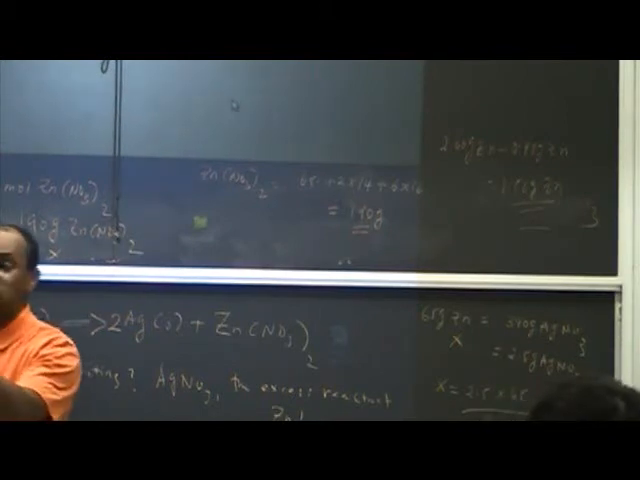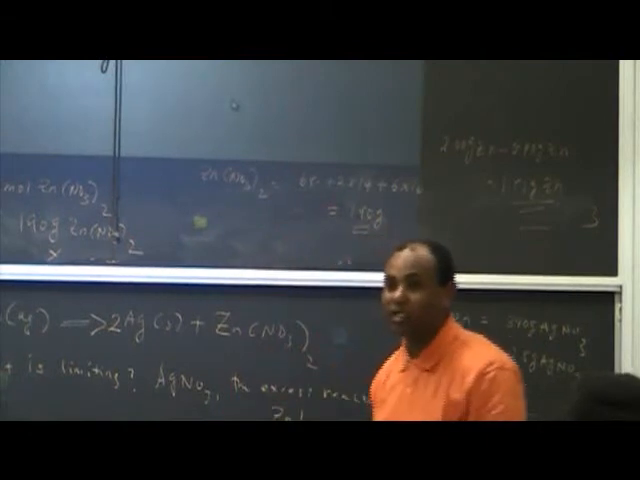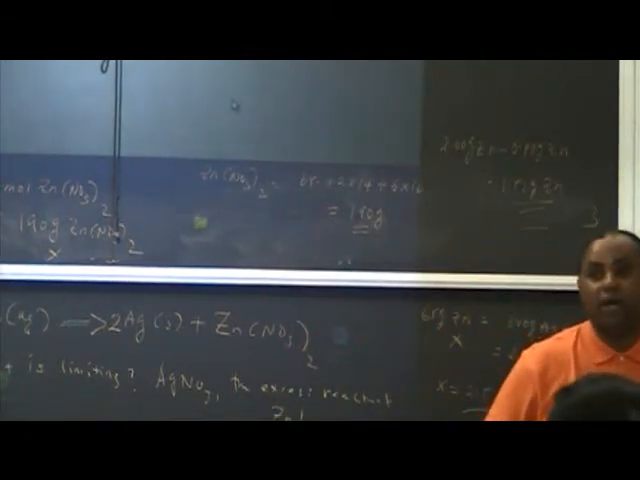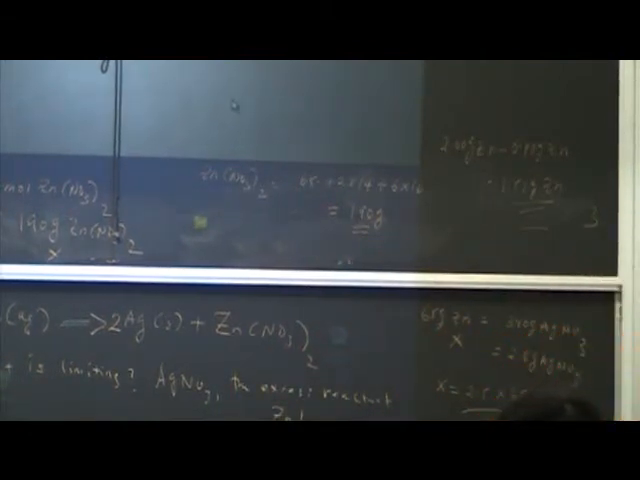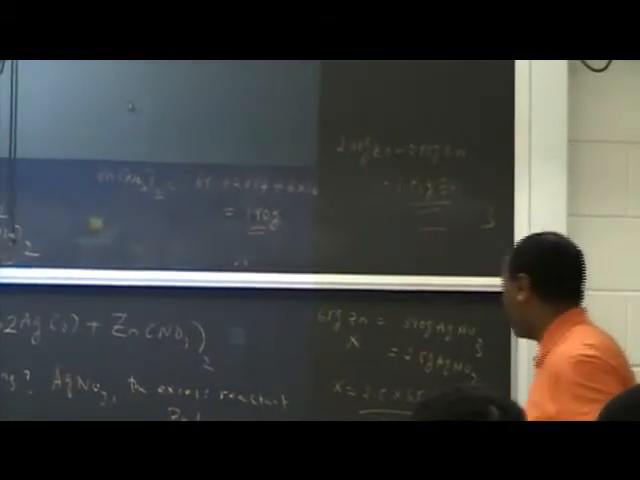Now, you see, the question has 3 components. The third question, unfortunately, asks you which one is the limiting reactant and how much is the excess reactant. Then you don't have any choice. Now you have to do it.